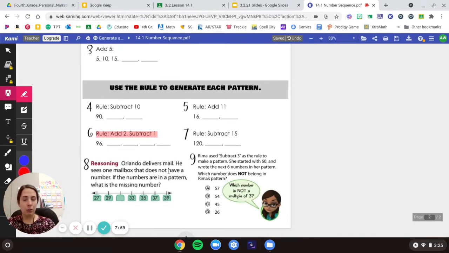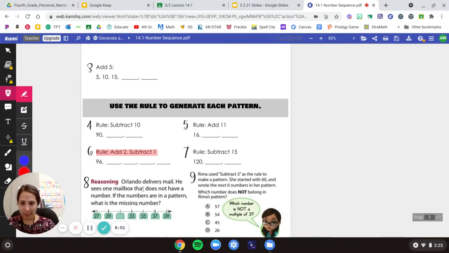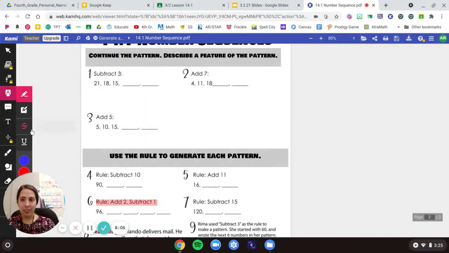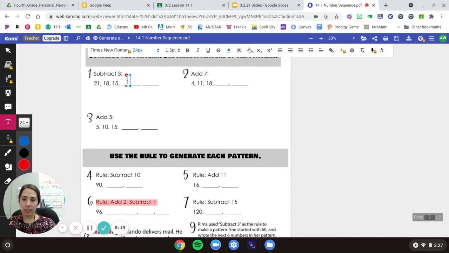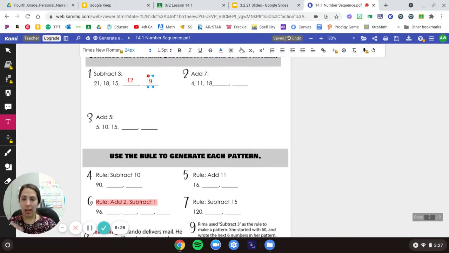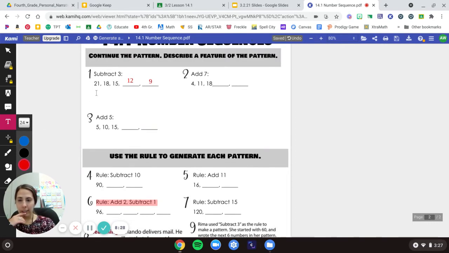And then 2 word problems to practice. So pause the video while you work on numbers 1 through 9, and unpause the video when you're ready to check those out. All right, so let's take a look through. So we have to continue the pattern of subtracting 3. 21, 18, 15, next 15, 14, 13 should be 12. And then 12 minus 3 is 9. What's a feature that you noticed?